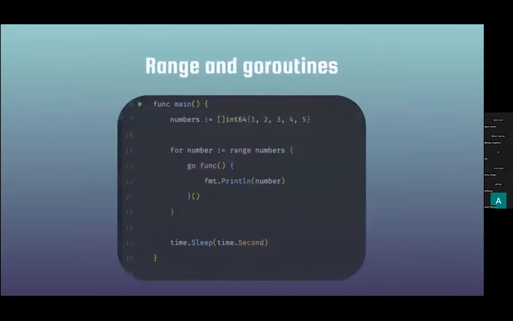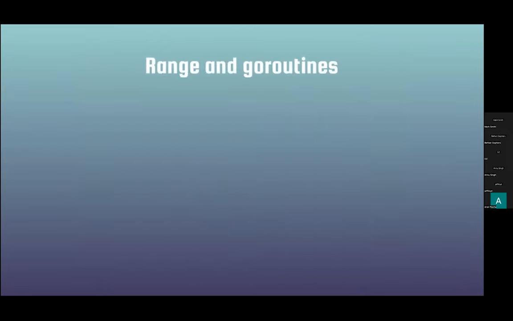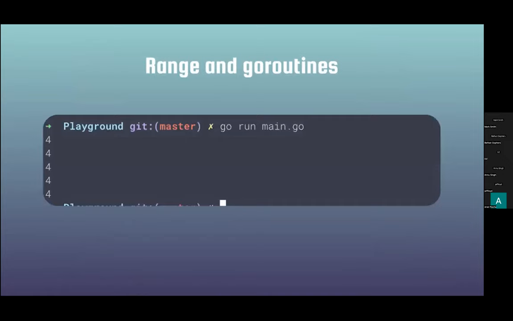Another one is range and goroutines. At first, you might think that there's nothing wrong with this code, right? But whenever we run it, we actually get the output of a bunch of numbers, fours. So what is going on?